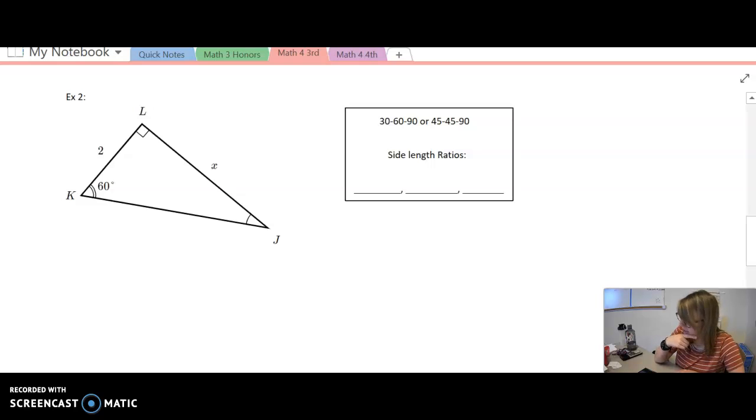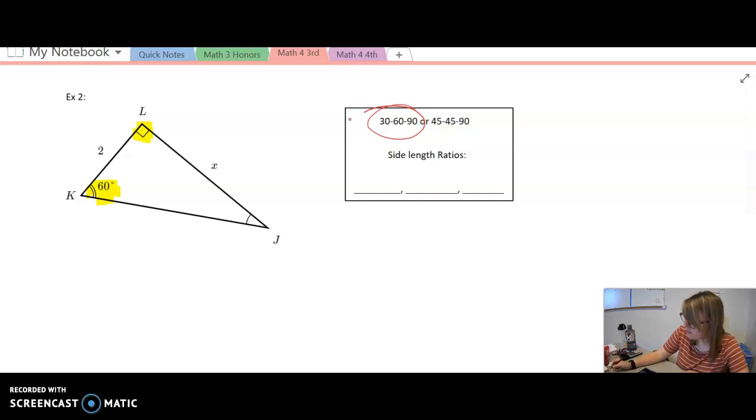So here's our next example. So same idea. Let's find out if it's a 30, 60, 90 or a 45, 45, 90. So for this one, I'm going to look at my angles. So I have a 60 degrees and 90 degrees. Well, that tells me the only one that has 60 degrees is 30, 60, 90. So we need to think about our side length ratios.